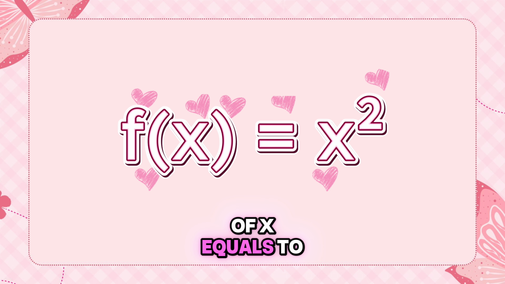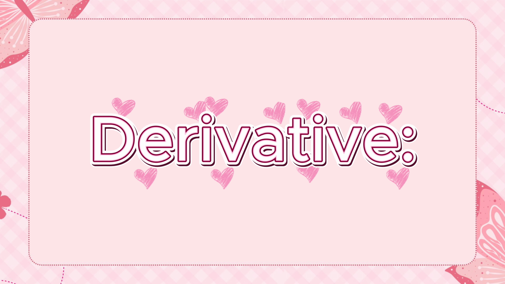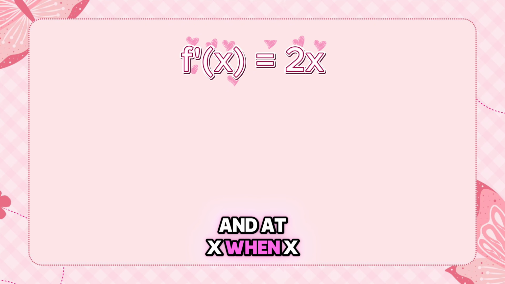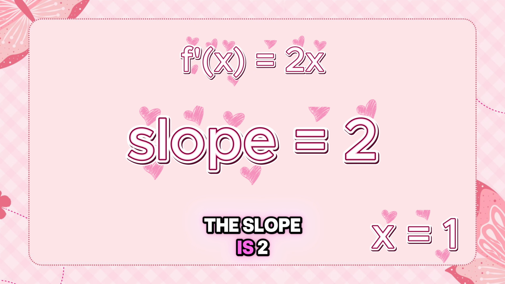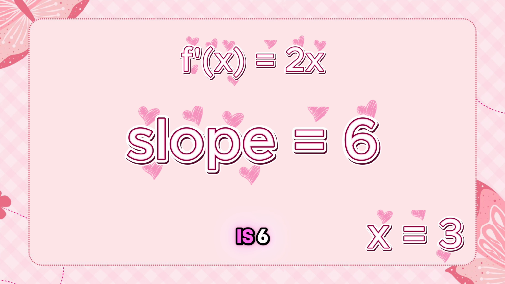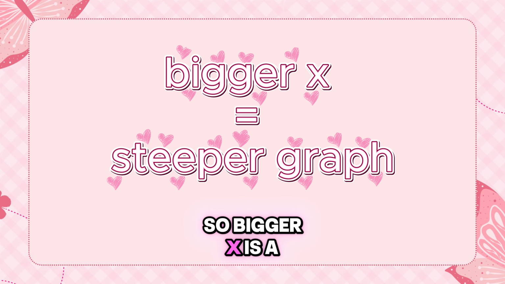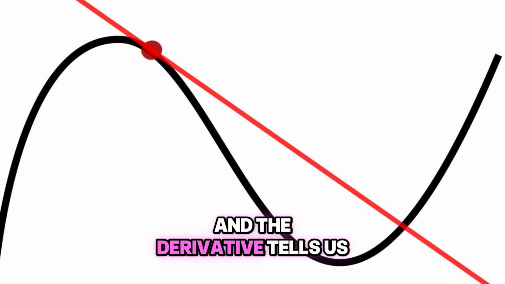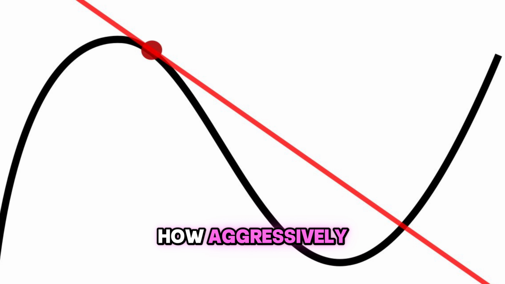So if we have f of x equals x squared, the derivative is 2x. And when x is 1, the slope is 2. When x is 3, the slope is 6. So bigger x is a steeper graph. And the function grows, and the derivative tells us how aggressively.